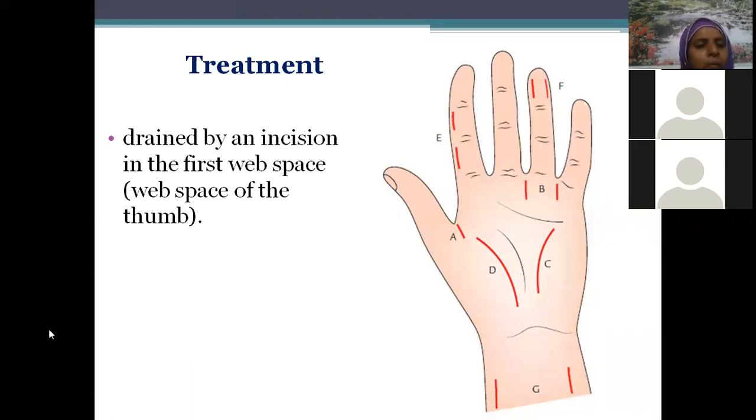Ma'am, there's a doubt now. In hypothenar, with that type of infection, we cannot flex the last two fingers, right?